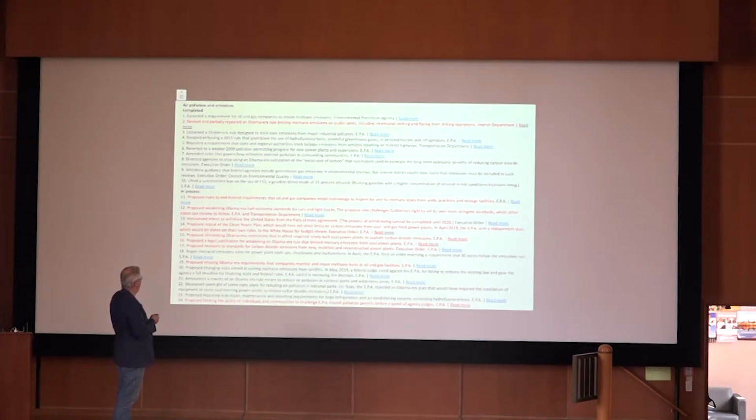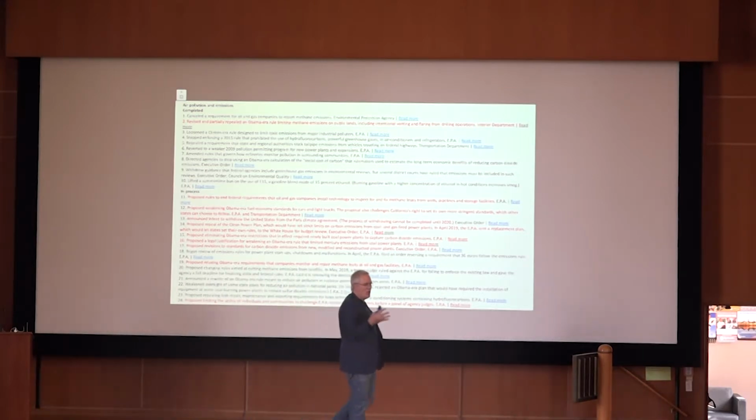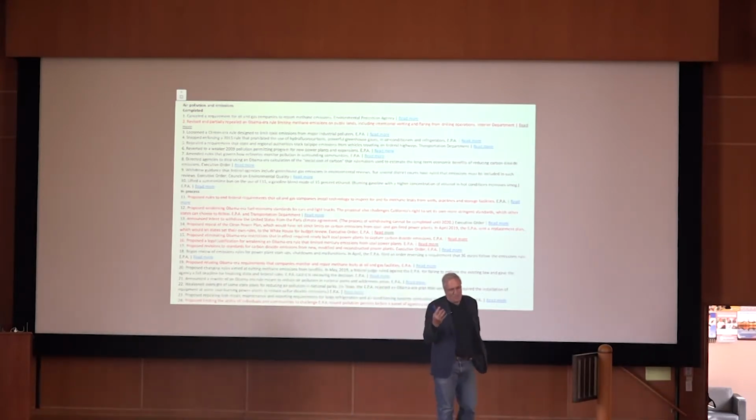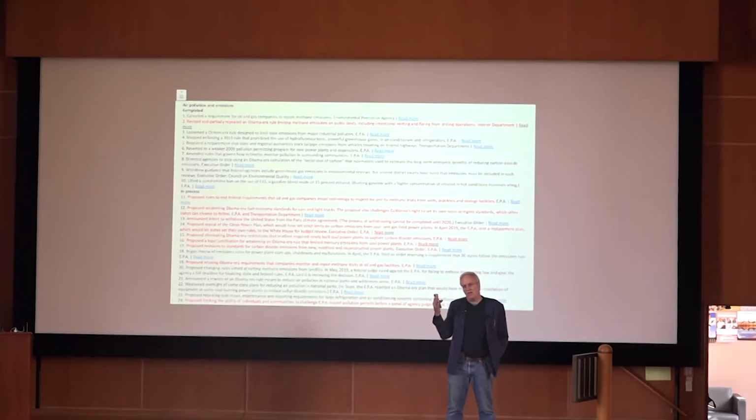Proposed eliminating Obama-era restrictions, I already said that one. Proposed legal restriction for weakening the Obama-era rule that limited mercury emissions from coal power plants. Coal contains a certain amount of mercury. Mercury leads to decreases in intelligence, at least as measured by testing and school performance in kids. And so mercury at the levels downwind of coal plants actually harms babies, okay? And so they wanted to take those regulations off.